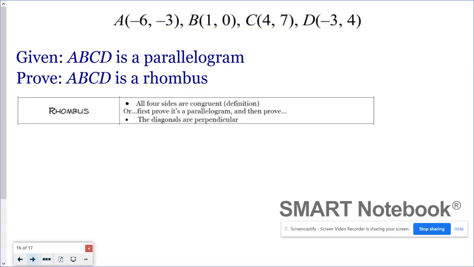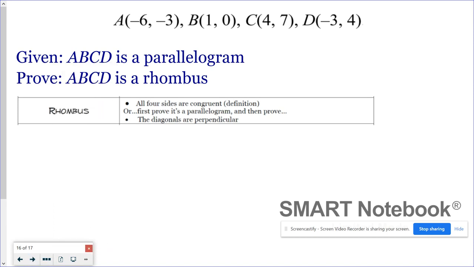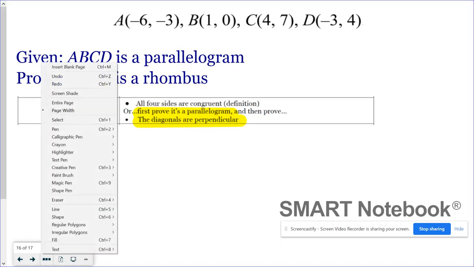So 2 more examples, okay? Here we're given the coordinates of A, B, C, and D, and they tell us that it is a parallelogram, and they want us to prove that it's a rhombus. Now, the fact that I already know that it's a parallelogram is a nice amount of work already done, because it says first prove it's a parallelogram, and then prove the diagonals are perpendicular.